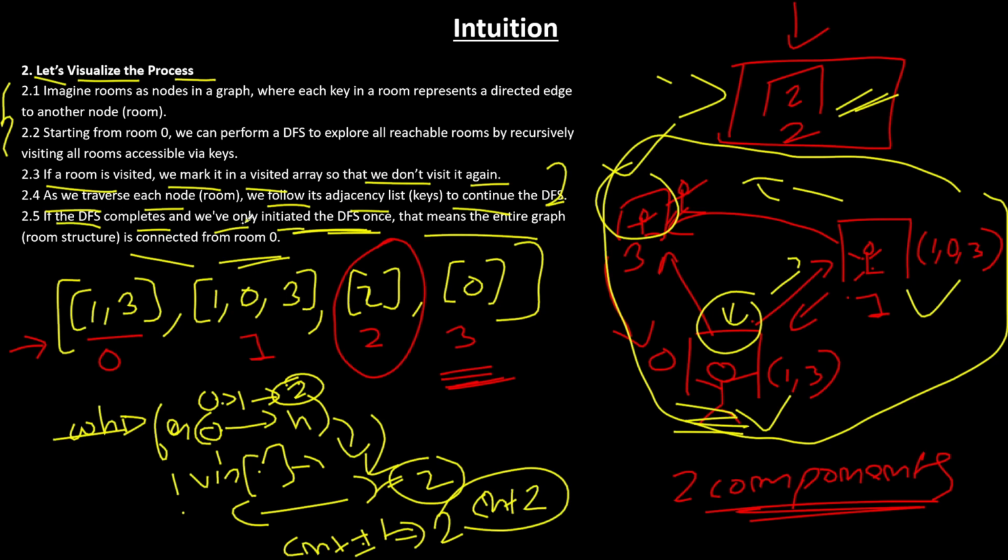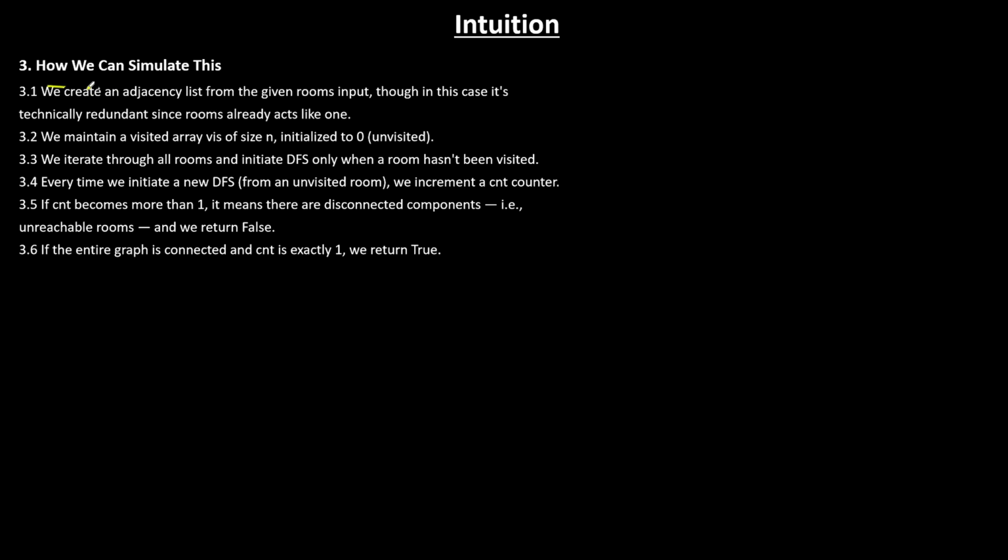So this is what is written here. We have only initiated the DFS once, which is what I explained just now. Fine. How can we simulate this? We create an adjacency list from the given rooms input. Though in this case it's technically redundant since rooms already act like one. We'll just try to create an adjacency list out of it first, so that we get a proper adjacency list to run on, which will basically be a directed one.